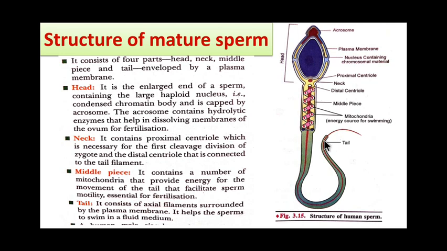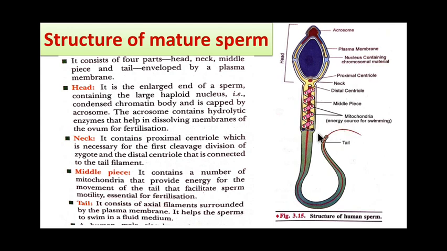Okay, now next, the middle piece. The middle piece contains mitochondria in a spiral form and microtubules of the centriole. A ring of the centriole is present at the junction between the middle piece and the tail piece here. Basically the function of this is not clearly understood, but the most important thing here is the mitochondria, which provide energy for the movement of the tail.